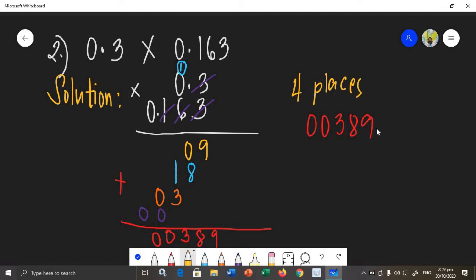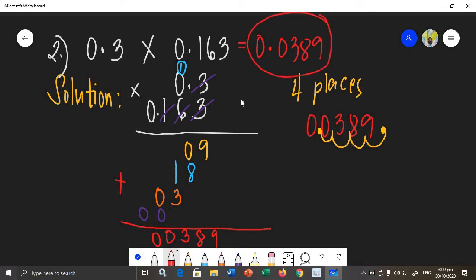Okay? So, yun din yung bilang kung ilang beses natin i-move yung decimal point. Always remember, laging nandito sa dulo yung decimal point pag nagmumultiply. So 4 times: 1, 2, 3, 4. So, this will be the position of the decimal point. So, now the product is 0.0389. This is your product. Okay, so that is how you multiply decimal by a decimal.